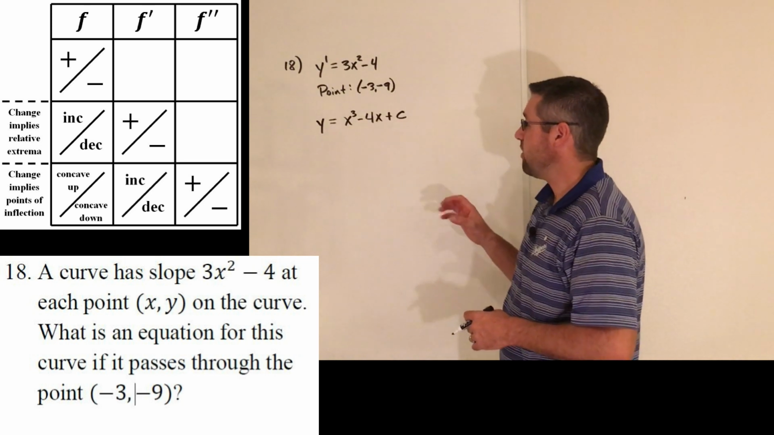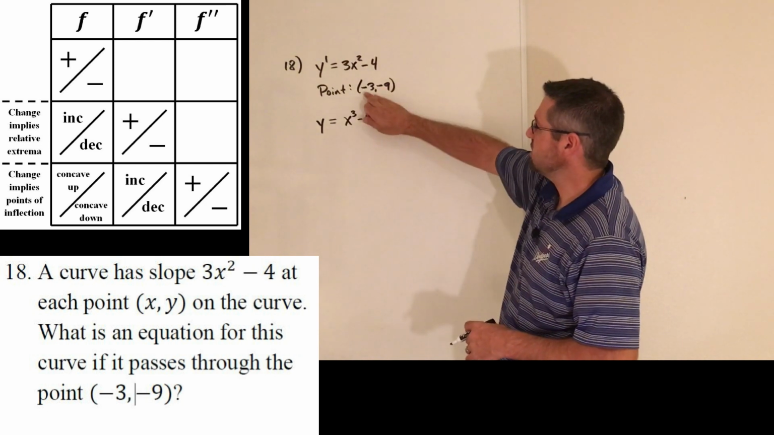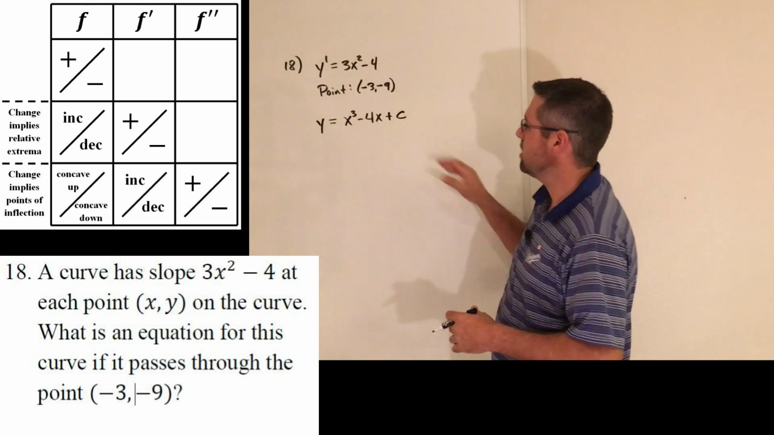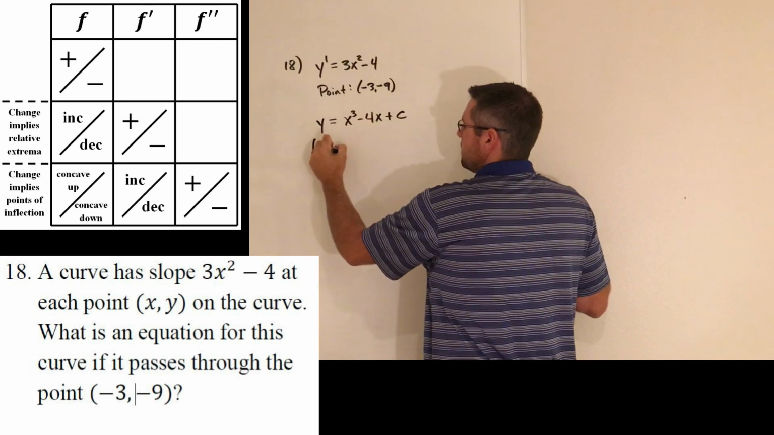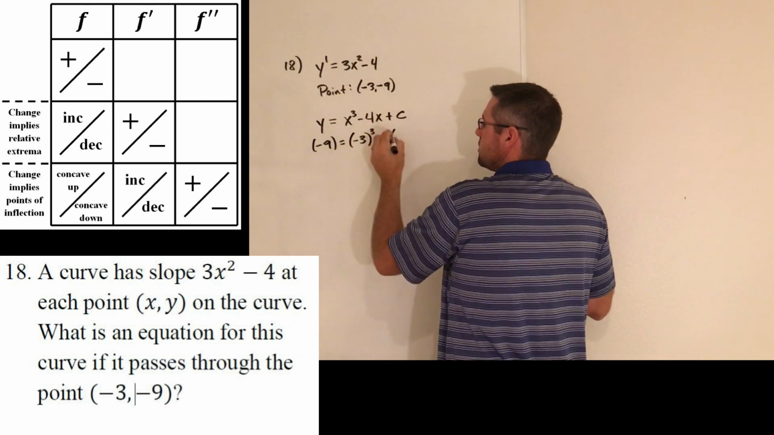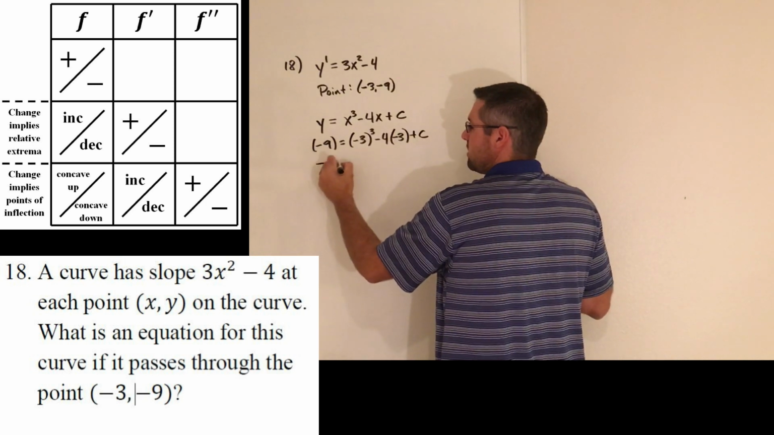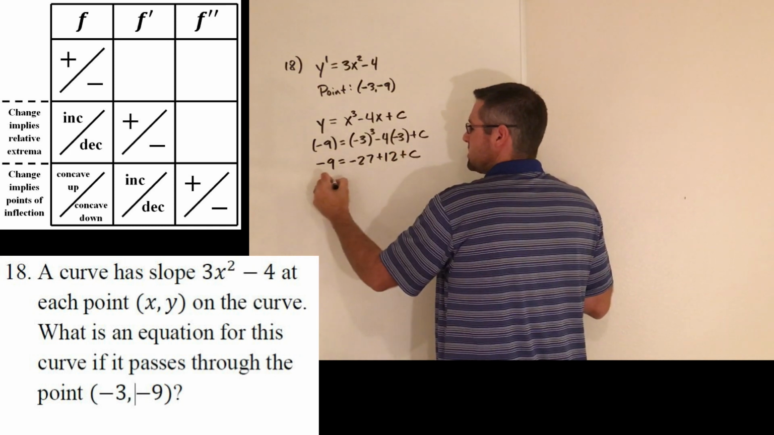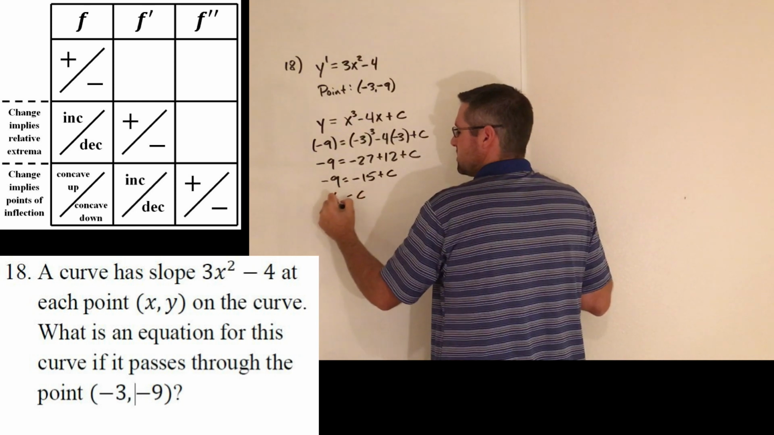Now we know that our function, our curve, passes through this point. Well, that is an x value and a y value. And in fact, to finish out the whole curve problem, we got to figure out what c is. So I've got to plug in values for x and y. So this is going to say -9 equals -3 cubed minus 4 times -3 plus c. And all we have to do is some algebra from here. So -9 equals -27 plus 12 plus c. So that's -9 equals -15 plus c. And that means c equals 6.